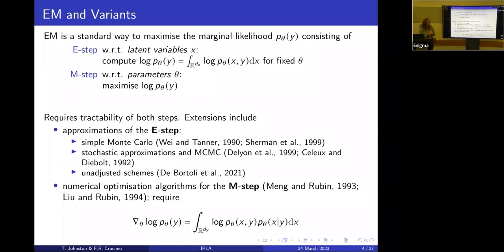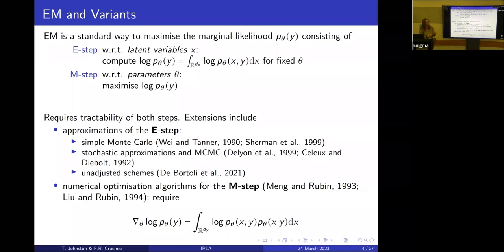Of course, IID samples are not particularly easy to obtain, so there is a lot of literature trying to sample from this posterior using MCMC, for instance, and other stochastic approximations, and that led to a whole family of stochastic approximations of EM. I mentioned some references over here. This is clearly a non-exhaustive list, so I just put a few.